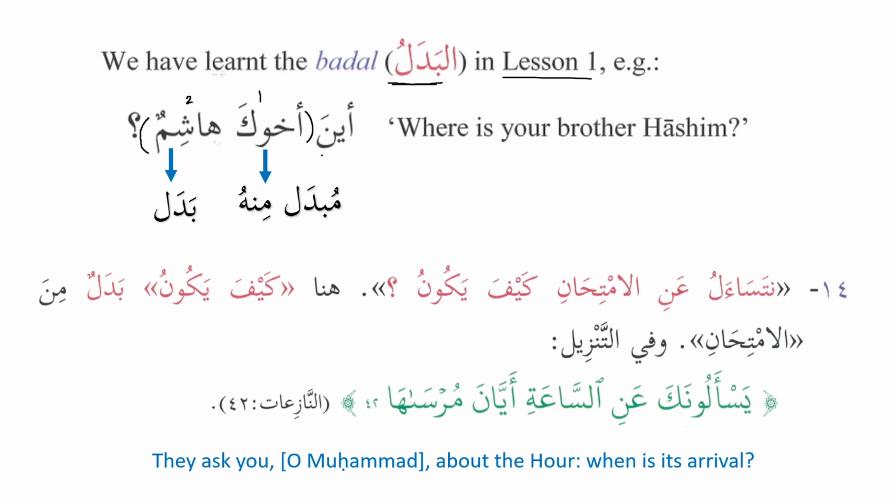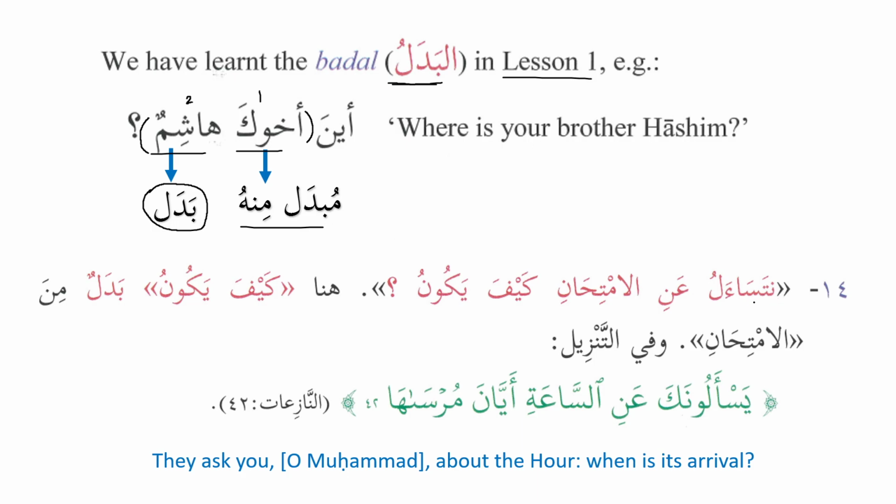For example, when we say Aina akhuka Hashimun, where is your brother Hashim? Now when we say Aina akhuka, it's not clear, like maybe you have two brothers or three brothers, and we don't know which one you are talking about. But when we say Aina akhuka Hashimun, this is a substitute for akhuka, so the emphasis is on Hashim and not on the brother. So the last noun, as we discussed, is called badal, and the noun that comes before it is called mubdal minhu. So this is the substitute, and this is what it is substituted from: badal and mubdal minhu.